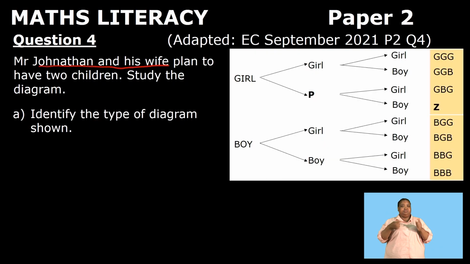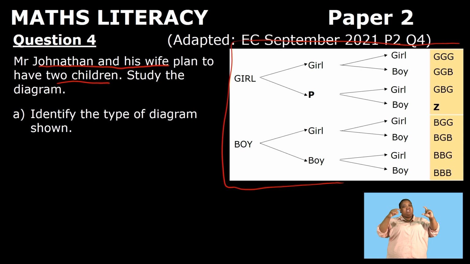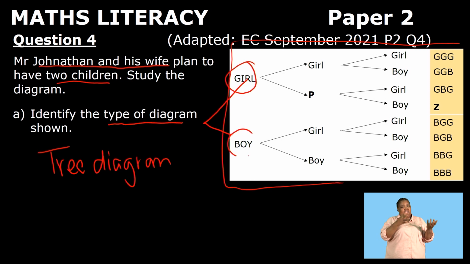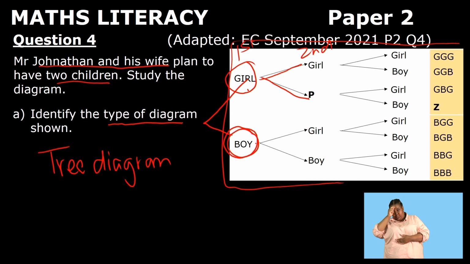Now, Mr. Jonathan and his wife plan to have 2 children. Study the diagram below. This is the diagram. Now, the question asks, identify the type of diagram shown. Now, guys and girls, this is a tree diagram. Remember, it starts with the first child being either a girl or a boy. That's the first child. And this is the second child. If you have a girl, you can have another girl or you can have a boy. And on the flip side, if your firstborn is a boy, you can still have a girl or a boy. And that is how you read your tree diagram.